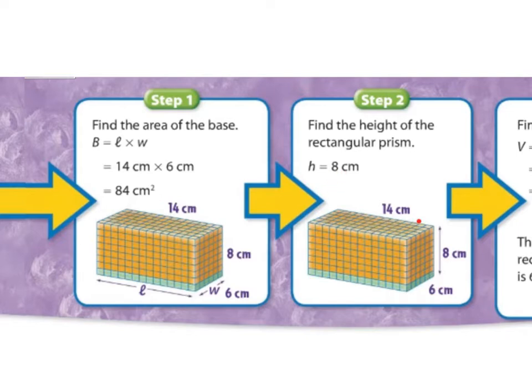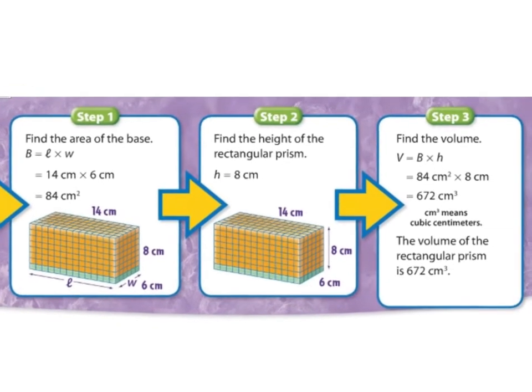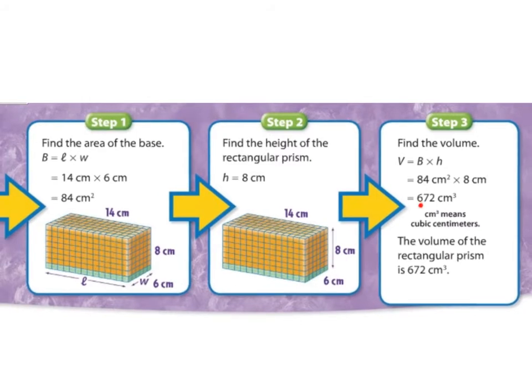And when we have 8 layers, how many total cubes do we have? We would have 672 cubes that are 1 centimeter big. So this would be our volume. Notice how volume has that 3, and I read that as cubic centimeters. Going on to the next part.